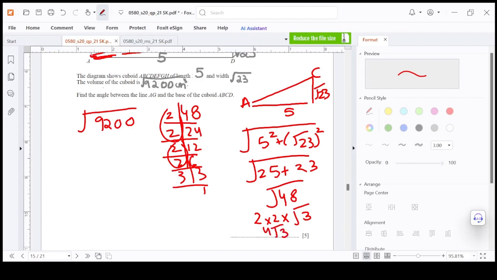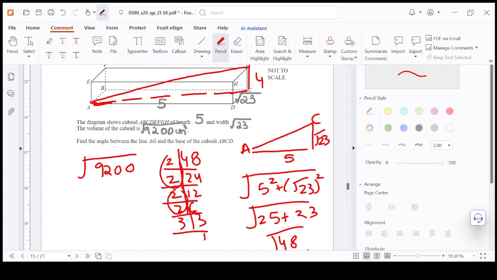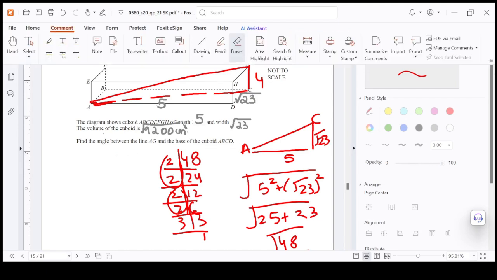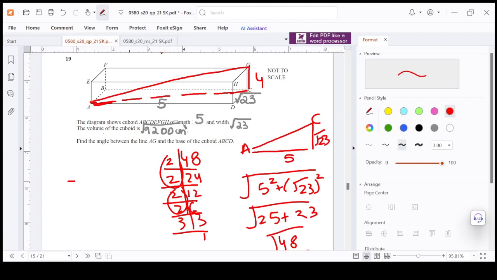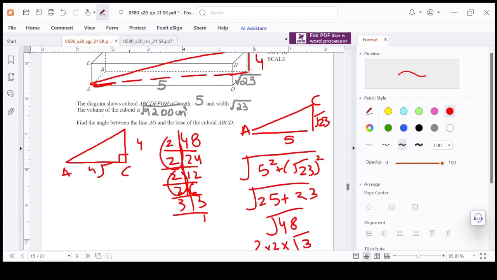Okay, we're still not done. That's a lengthy question. So we now know AC, and we already know GC is 4. Let me draw the triangle again. The triangle looks something like this if we slightly rotate it. This is 4, and the length AC came out to be 4 square root of 3. Now we need this angle. So we use tan theta equals 4 upon 4 square root of 3. That's tan theta equals 1 upon root 3.